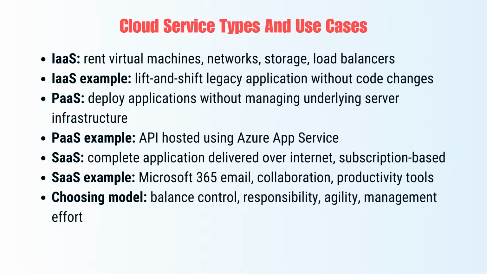To close this first module, let's pull the concepts together by revisiting the three main cloud service types: IaaS, PaaS, and SaaS, along with typical use cases. Infrastructure as a Service, IaaS, gives you the most control. You get virtual machines, storage, and networking, and you manage the operating system, runtime, and applications. This is ideal for lift and shift migrations, where you move an existing application from on-prem to the cloud with minimal changes. For example, taking a legacy app currently running on a physical server and hosting it on an Azure VM.